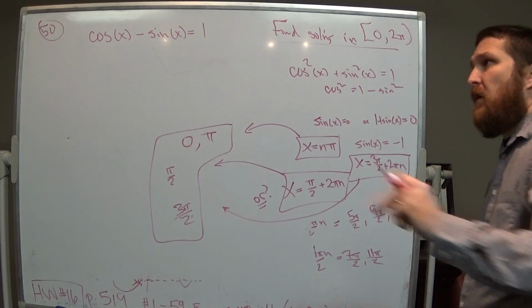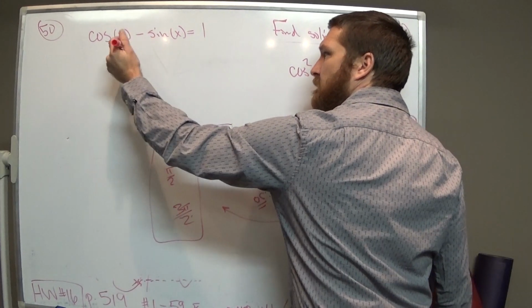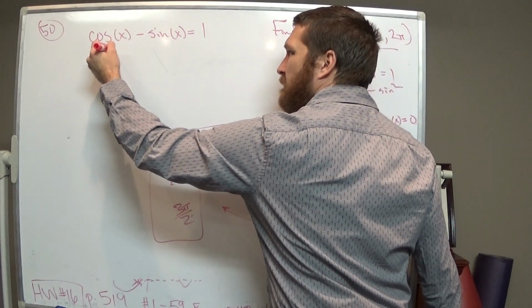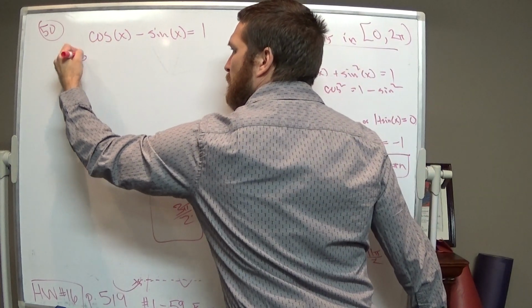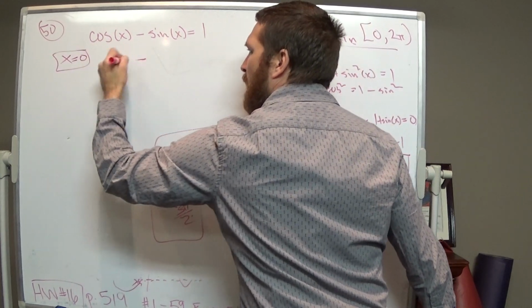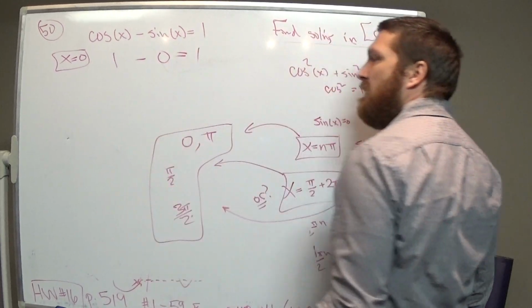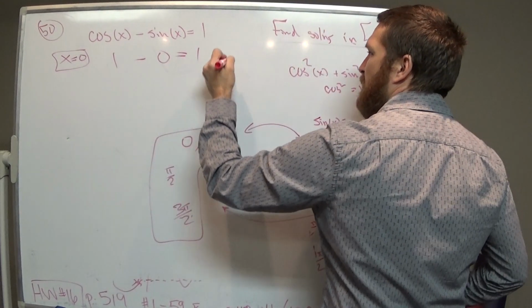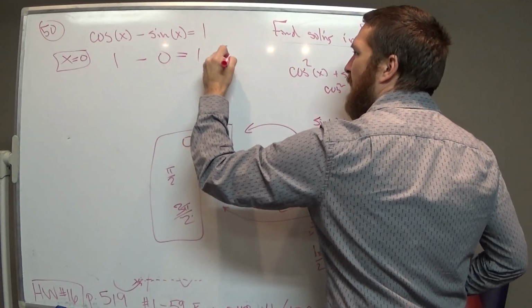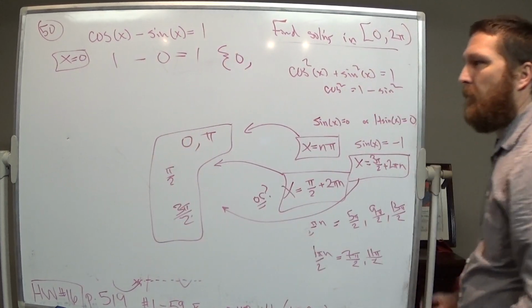Let's see which ones work. Plug in a 0. What do we get? 1 minus 0 equals 1. Is that true? Yeah, so my solution set, I'm going to go ahead and write it. 0 is one of them, okay?